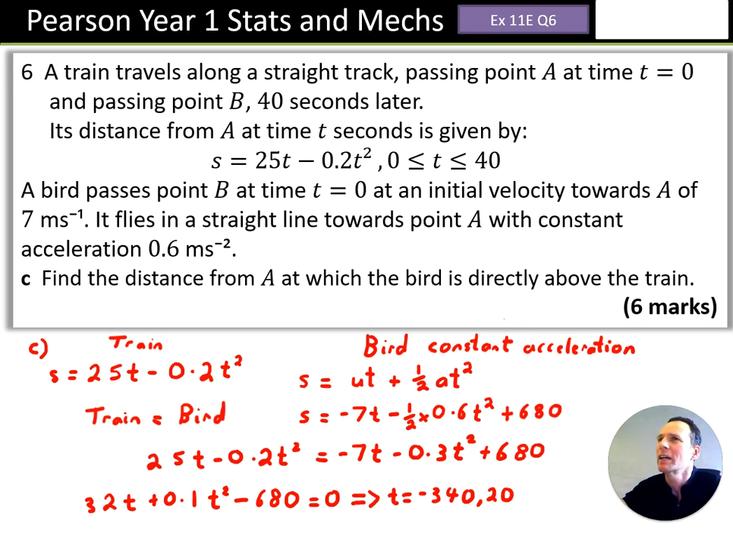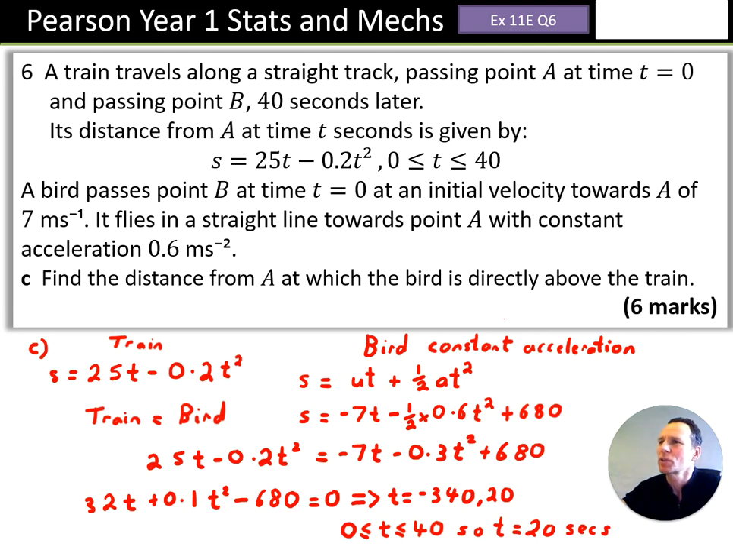In our calculators, an easy solve there gives t as minus 340 or 20. However, the domain of our initial equation has been restricted. t has to lie between 0 and 40, so t must equal 20 seconds. Right, we're not quite finished there.